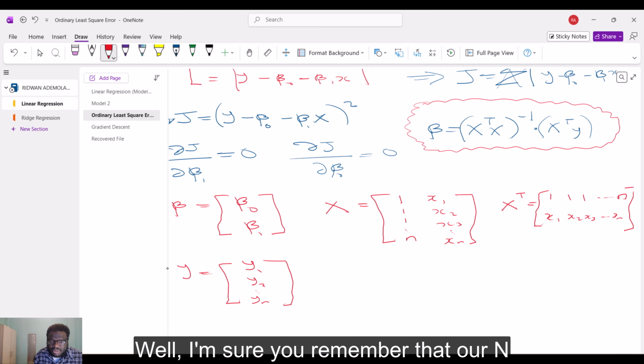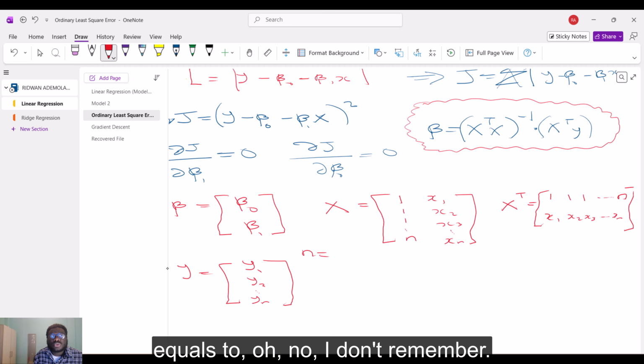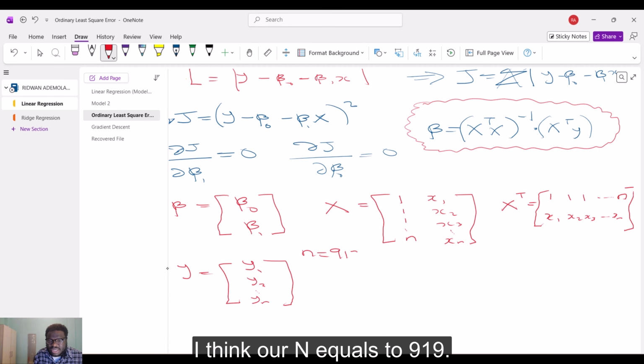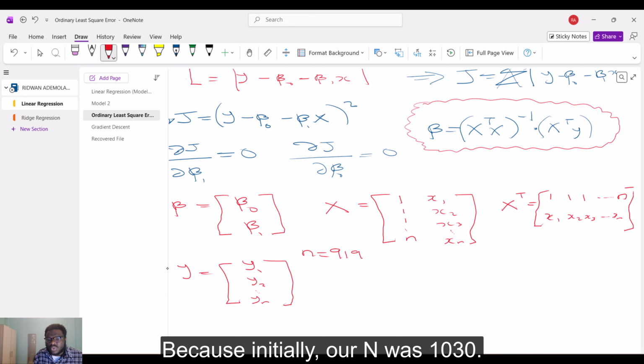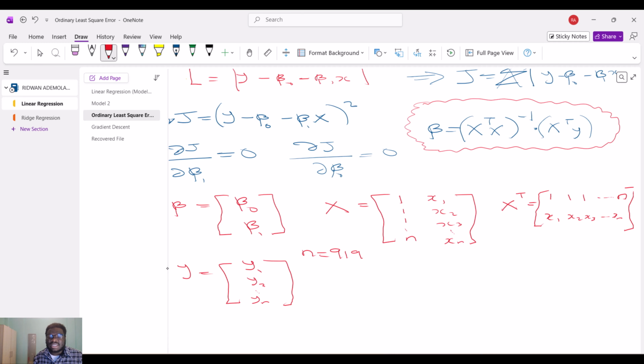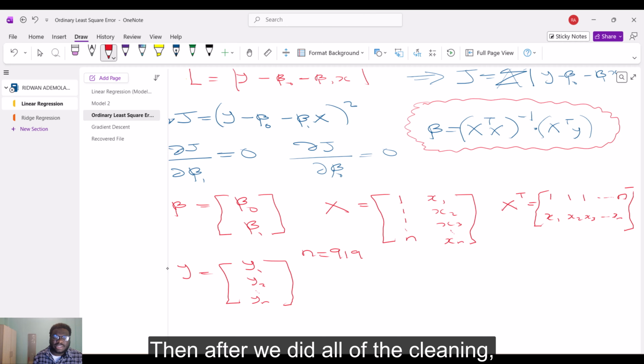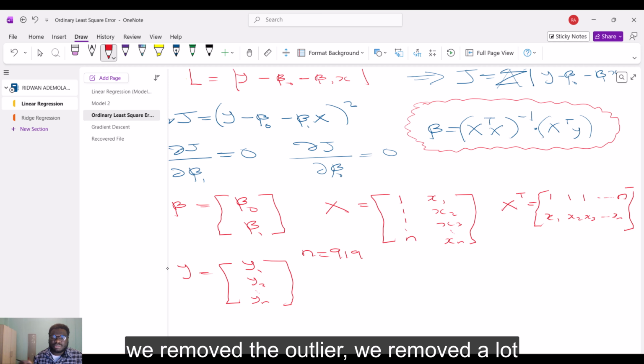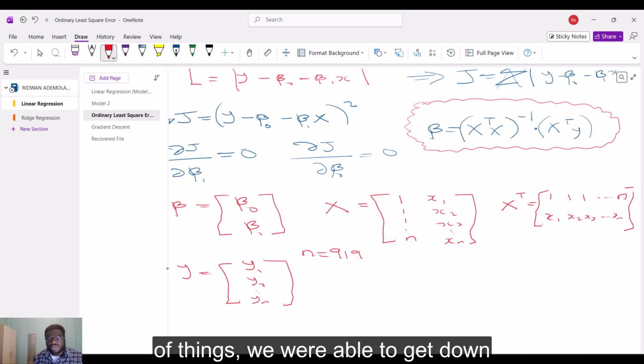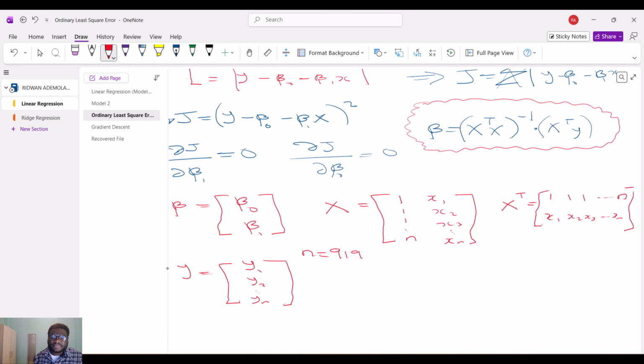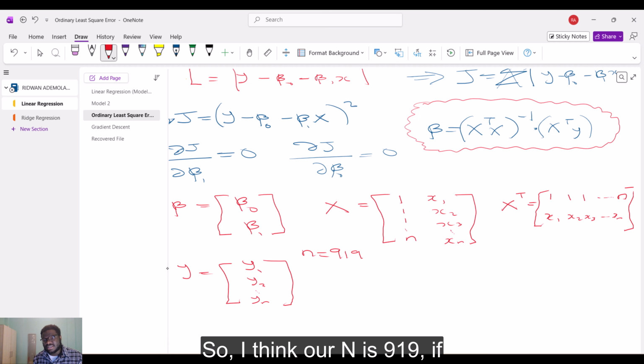I'm sure you remember our n equals to, now I don't remember. I think our n equals 919 because initially our n was 1030. Then after we did all of the cleaning, we removed the outliers and a lot of things, we were able to get down to 919. So I think our n is 919 if I'm not wrong.